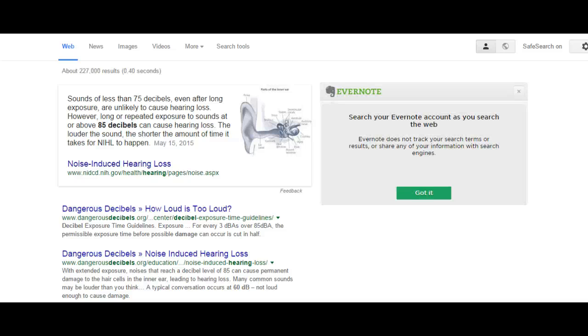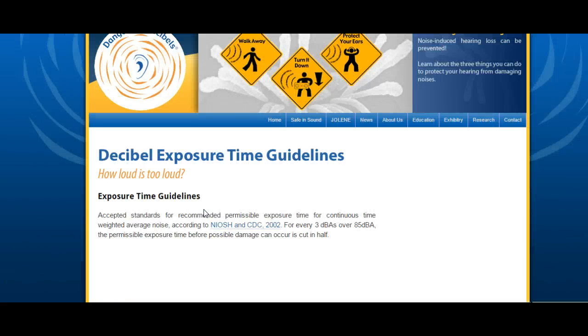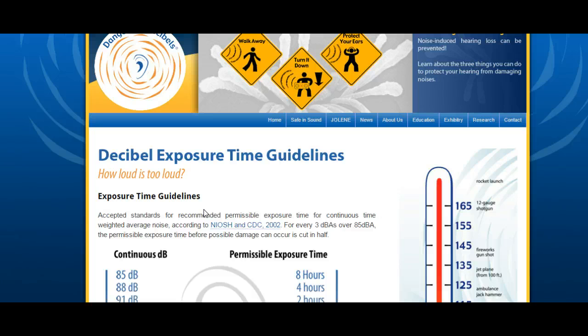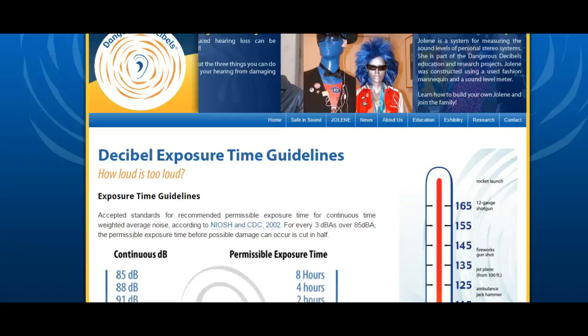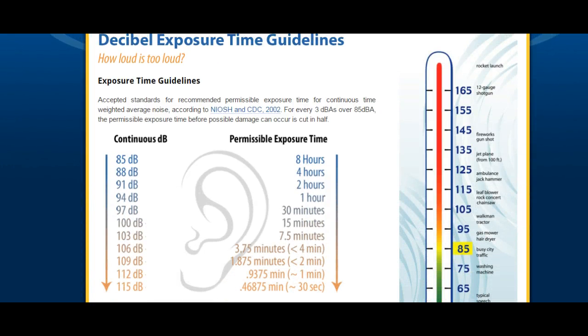Okay. Sounds of less than 75 decibels, even after long exposure, are unlikely to cause damage. Repeated exposure to sounds at 85 or above can cause hearing loss. A concert's 105. You really should think about using some sort of hearing protection. All right, so here we go. 12 gauge shotgun.